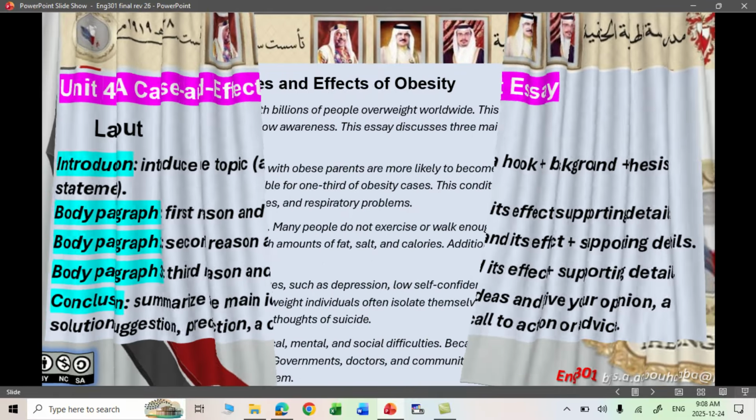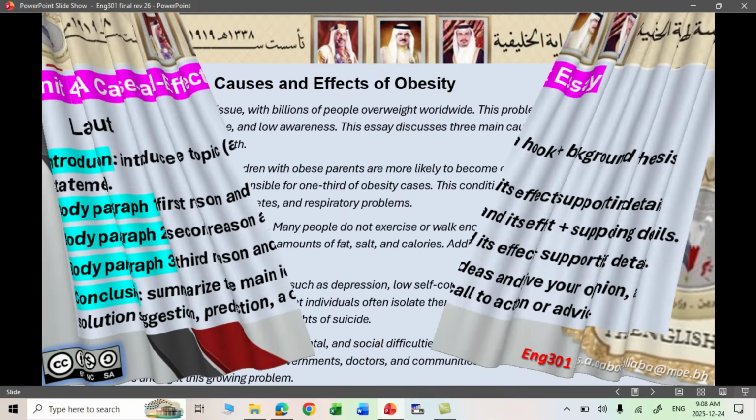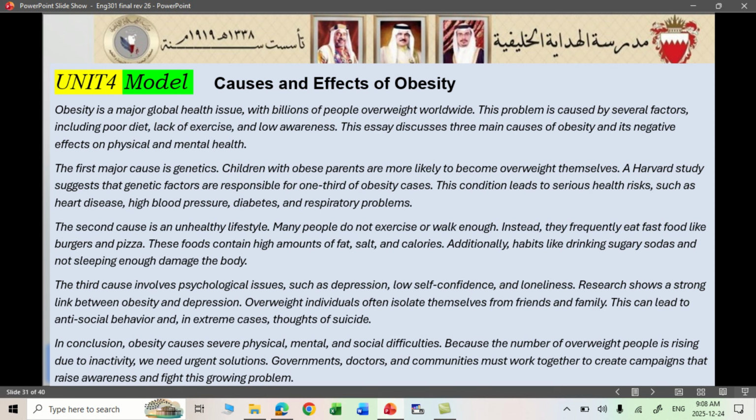Here is an example. Again, one of the topics mentioned in the workbook, which was about the causes and effects of obesity. Obesity is gaining weight in a way that is not normal, as a kind of disorder or disease. And as you can see, it is well planned in the same way. We have the introduction, and then we have the first cause, the second cause, the third cause, and finally we come to the conclusion, and that's the example.